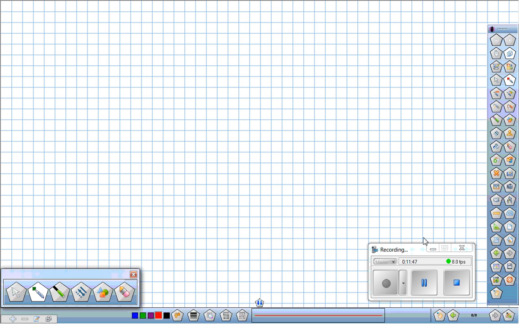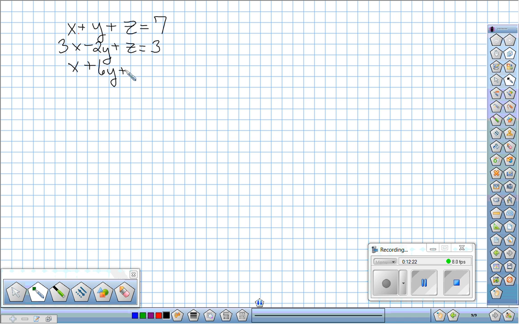Okay, let's solve another equation, which is going to give us some kind of weird results, and then we'll talk about the different types of results we can expect when we're doing these equations. So I'm just going to do everything in black because I'm liking my color coding. I have the equation x plus y plus z equals 7. My next equation is 3x minus 2y plus z equals 3. And I have x plus 6y plus 3z equals 25.